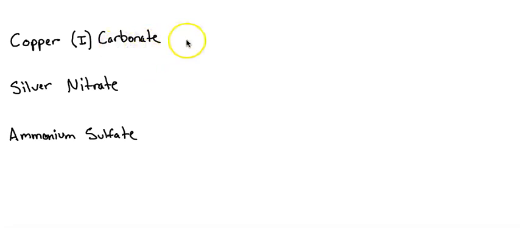Okay, so now we're going to try going the other way. We are going to start with our name, and we are going to write out our formula. In our first example here, we have copper 1 carbonate. And we know that our symbol for copper from the periodic table is Cu, and by looking at our polyatomic ion chart for carbonate, we know that the symbol for that is CO3. Now copper, it tells us in the name, has a +1 charge, but if we look at our polyatomic ion chart for carbonate, we know that we have a -2 overall charge here.